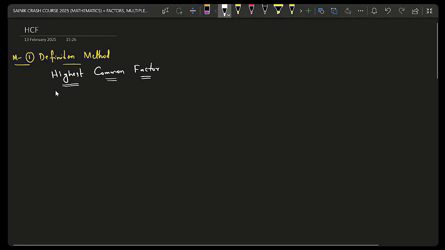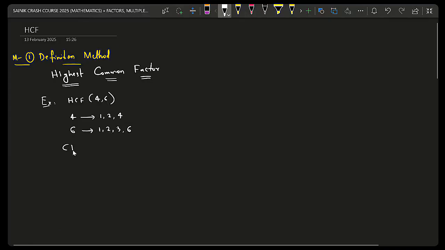Let's take a simple example first. We have to find the HCF of 4 and 6. For 4, let us list out the factors: 1, 2, 4. For 6, let us list out the factors: 1, 2, 3, 6.